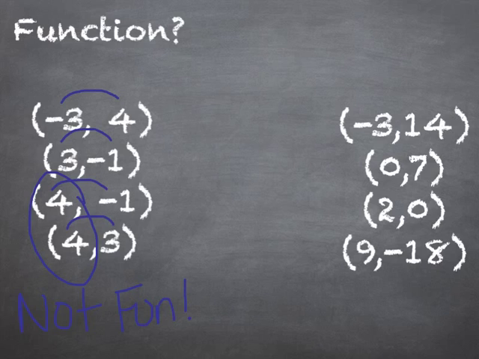Over here to our second group of numbers, we see -3 is grouped to 14, 0 is grouped to 7, 2 is grouped to 0, and 9 is grouped to -18. Each input has only one output, so this one is a function.